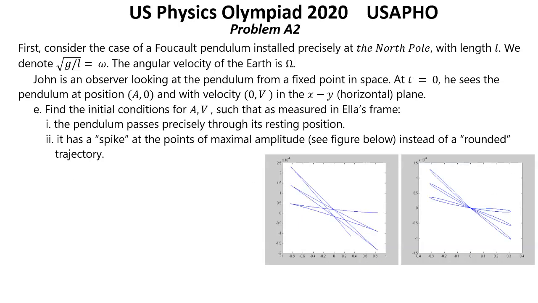Part 2. The trajectory has a spike at the points of maximal amplitude, see the figure below, instead of a rounded trajectory. Solution. To have a spike, we need the velocity to vanish at the extremal points in L's frame. This gives the condition v equals big omega A. Note that in L's frame this implies releasing the pendulum from rest at some amplitude. So that's the answer for question E, part 2.